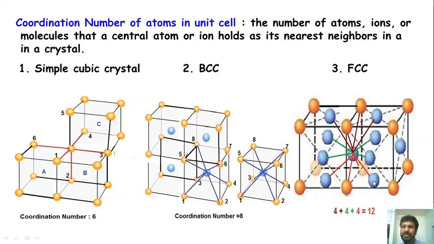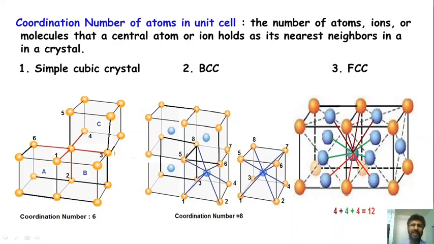And the 4 atoms from the lower face and the lower corner atoms. So these are the 2 atoms from the lower face of this unit cell, and these 1 and 2 are these 2 corner atoms of this unit cell. So that are the 4. In this way, 4 plus 4 plus 4, that means this central atom holds its 12 nearest atoms, and due to that it has a coordination number equal to 12.